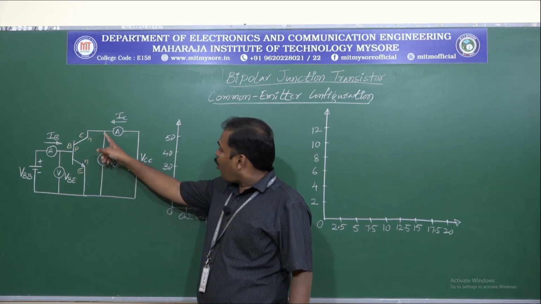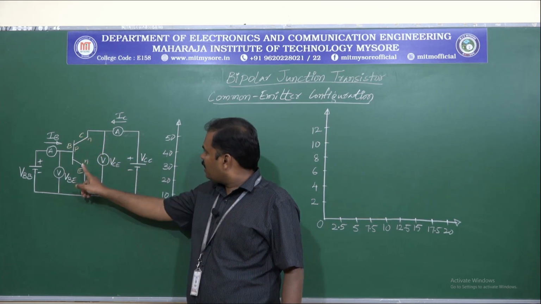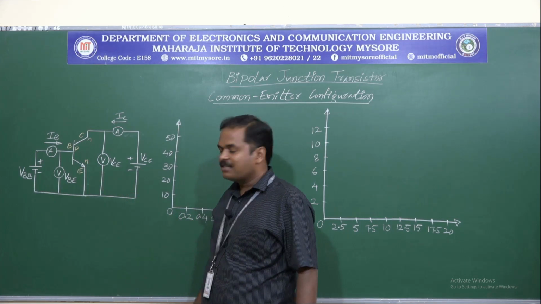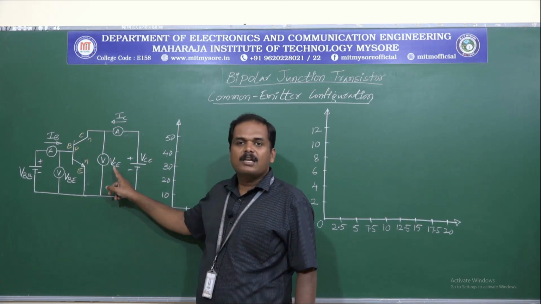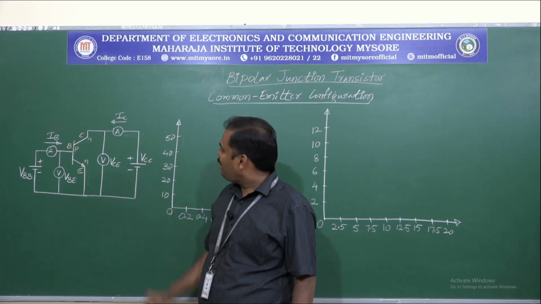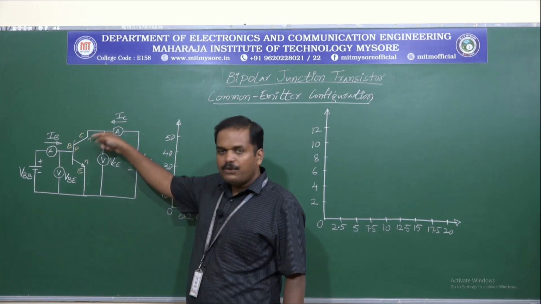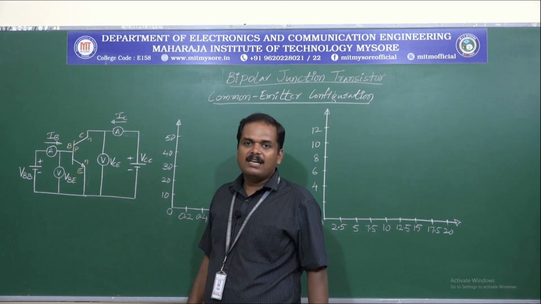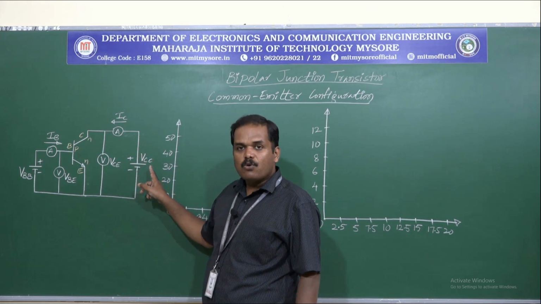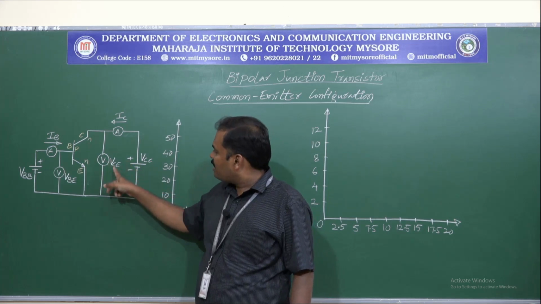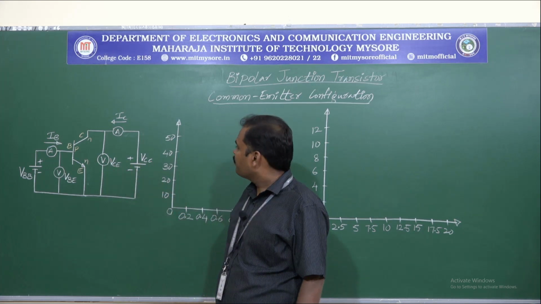And the output circuit is made up of the collector and emitter terminals. The voltage between the collector and emitter terminals is represented as VCE, and the current flowing into the collector terminal is represented as IC. And VCC is the output supply voltage, which we can vary.